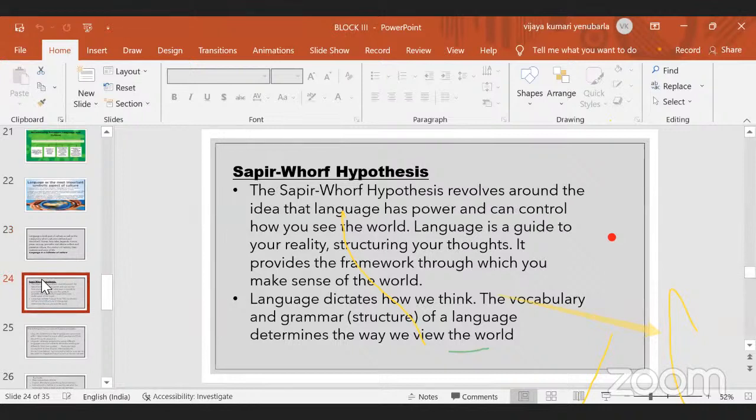So the Sapir-Whorf hypothesis. This is a hypothesis formed by Sapir and Whorf, and one basic idea here is that language dictates how we think. The vocabulary and grammar structure of a language determines the way we view the world. So he says that to some extent, language is controlling your mind. What word you have to use, what idea, okay.